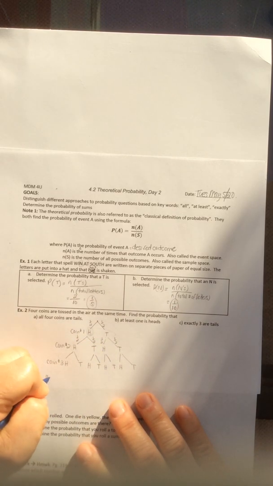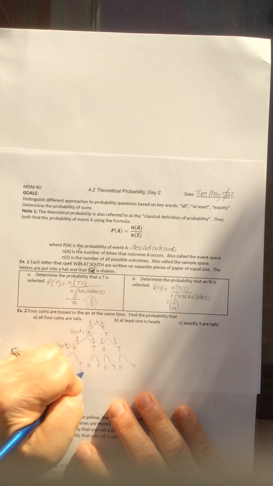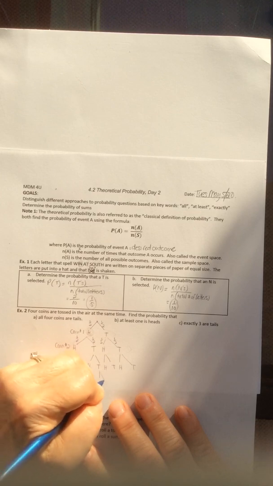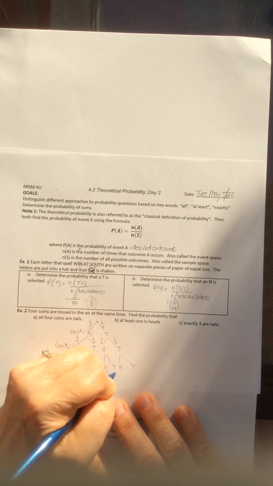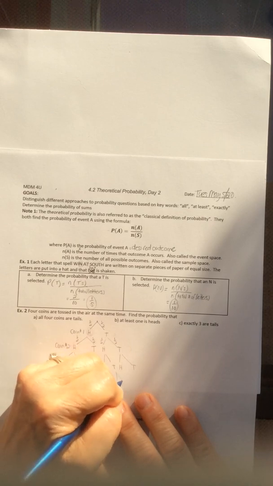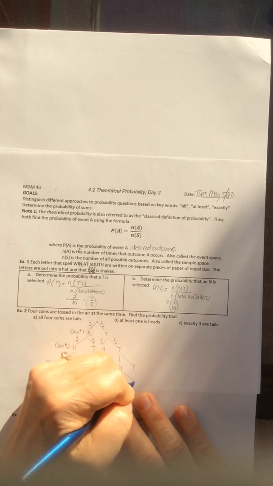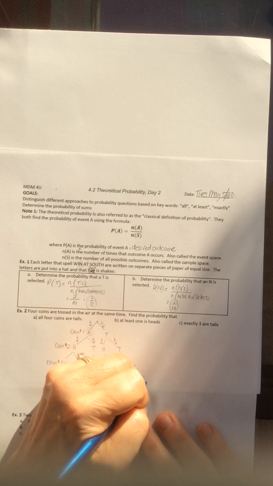For coin number 4, I could have gotten a head or a tail on each of these branches, again a head or a tail each time.